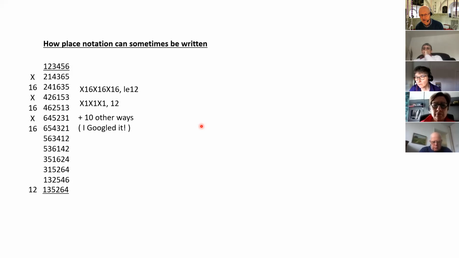But you see, this is also why I like people to get back to a bit of pen and paper, because days ago when somebody invited you to an appeal and it was some new method, they'd give you the place notation over the phone.